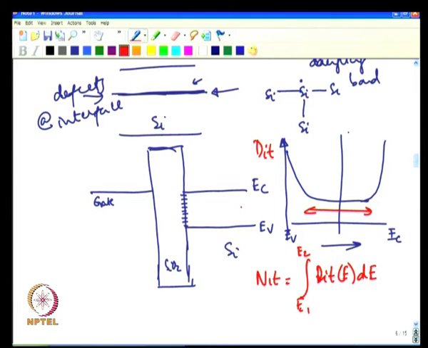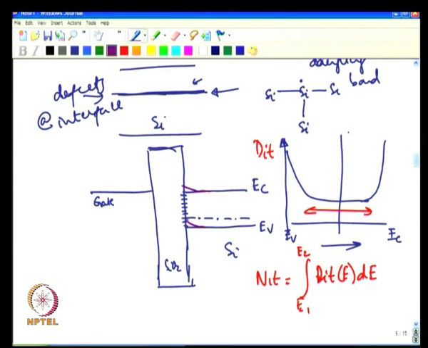What happens when you are doing CV? When I have flat band condition, if it is a p-type semiconductor, the Fermi level looks like this. Bands are perfectly flat. And if it is an accumulation condition, then these bands will actually bend like this, correct? I am just keeping the Fermi level constant, I am not disturbing that, I am just changing the bands to see what is happening.